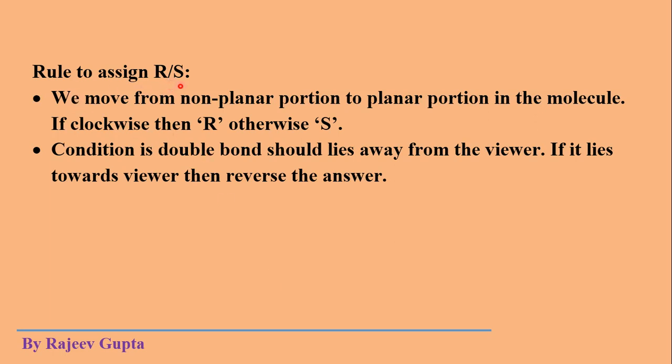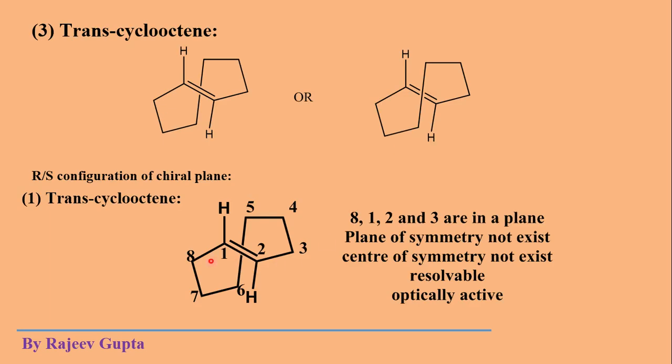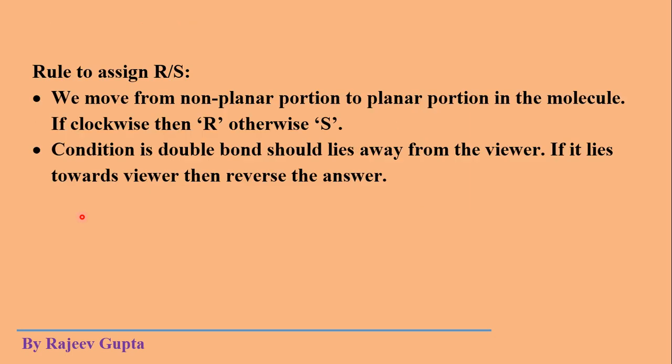The rule to assign RS is somewhat different from chiral axis and chiral center. We move from the non-planar portion to the planar portion in this molecule. We are talking about trans-cyclooctane. Why do we call it trans-cyclooctane? Because the 8th carbon atom and the 3rd carbon atom, or CH2 group, are anti to each other. Both are trans. These two hydrogens are also in trans or anti manner. So this is called trans-cyclooctane.